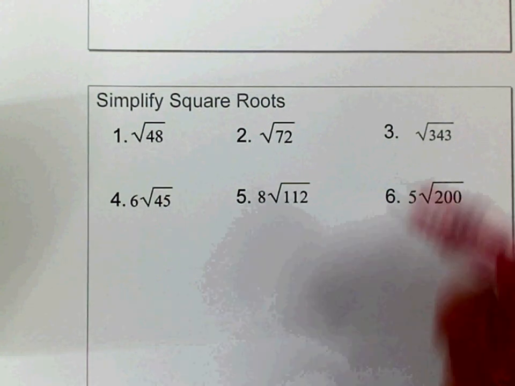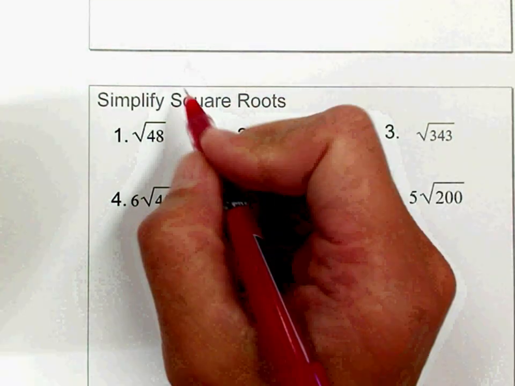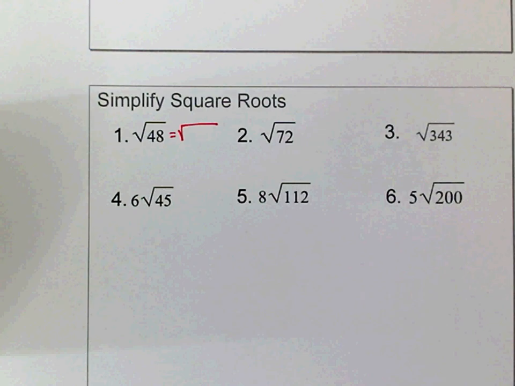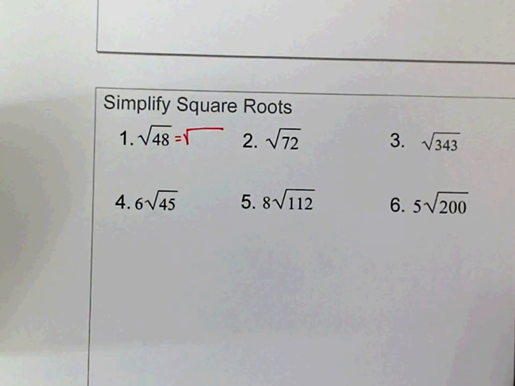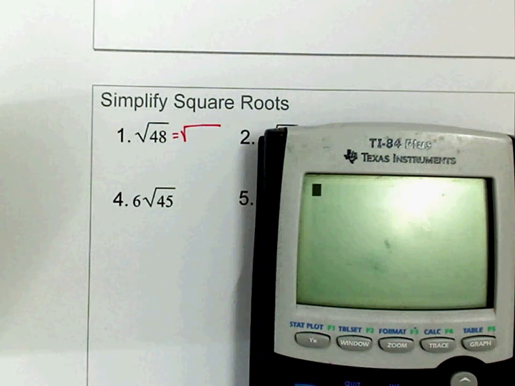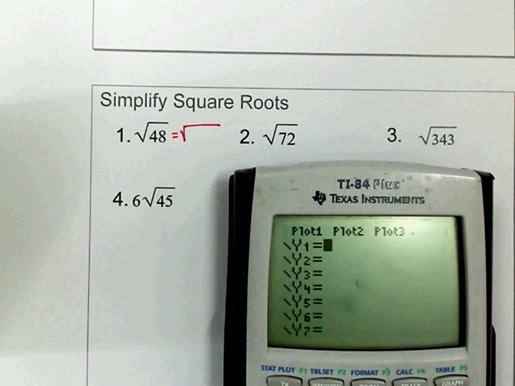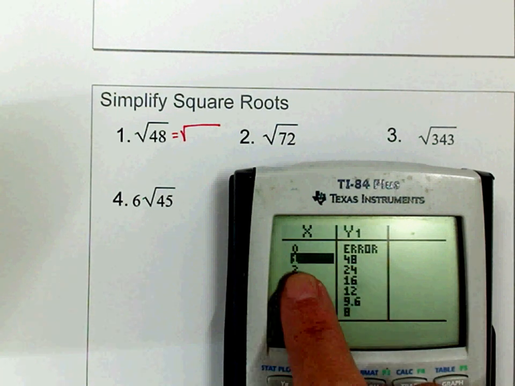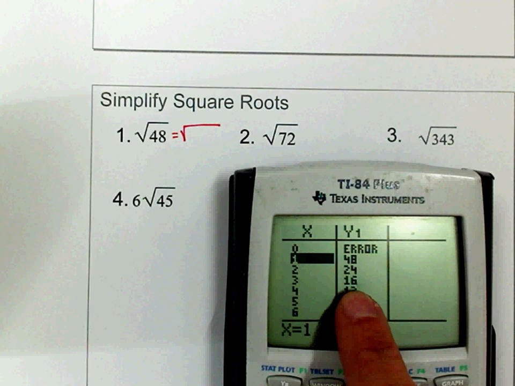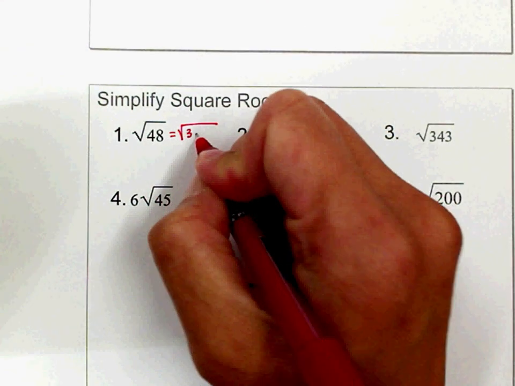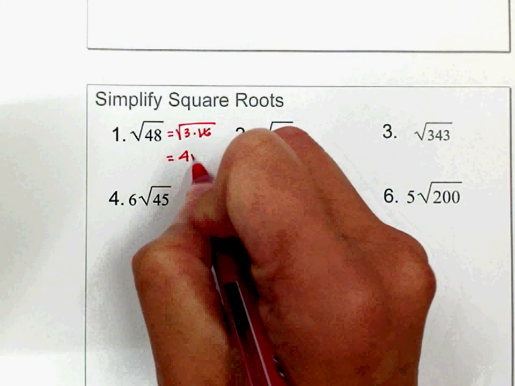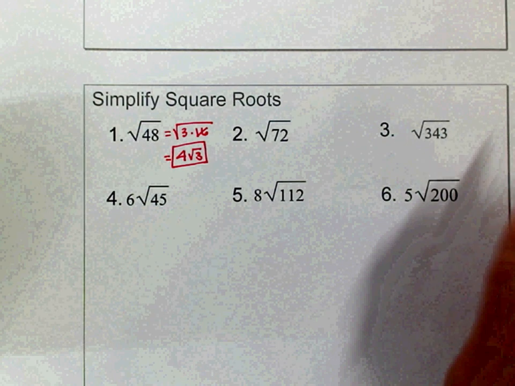Okay? All right, first of all, you need to simplify this. What are some perfect squares that go into 48? A perfect square would be something like 4 times 4, 2 times 2, 3 times 3. Let's go to your calculator if you need some help. Go to y equals and put 48 divided by x and go to your table where it starts at 1. No perfect square. Oh, look at that, 16. So another way you can write 48 is 3 times 16. And the square root of 16 is 4, goes outside, 3 stays home. Just like that.